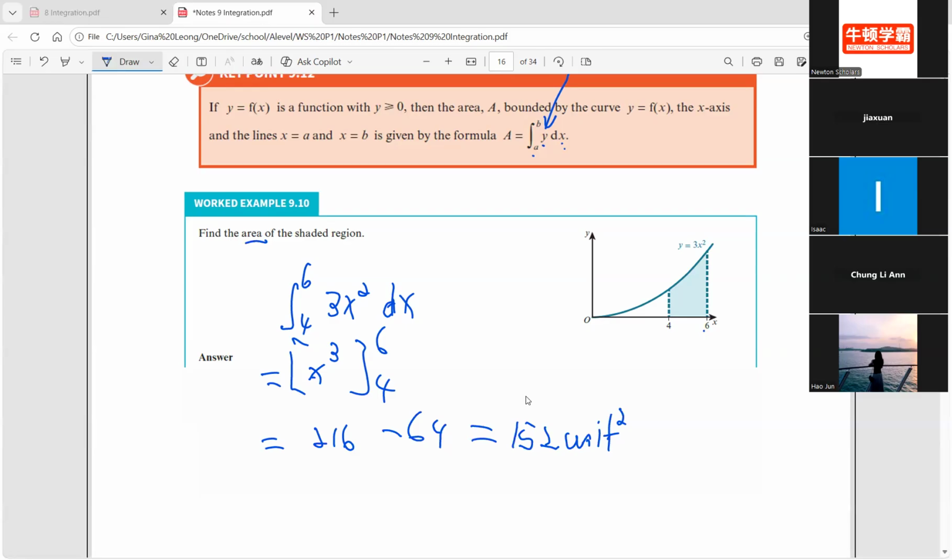Then some students say, can I straight away write the answer like this? The answer is no. You must show one of them. Either you show when you put the x inside here, you get 216, then for 4 you get 64, or you show it like this: 6 power 3 minus 4 power 3, you get 152. You can show either way, or you want to show both, it's okay, no problem. You can show more, but don't show less.